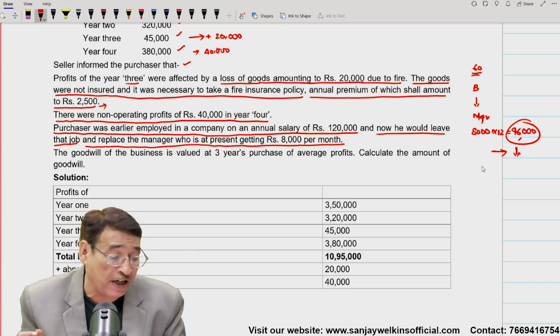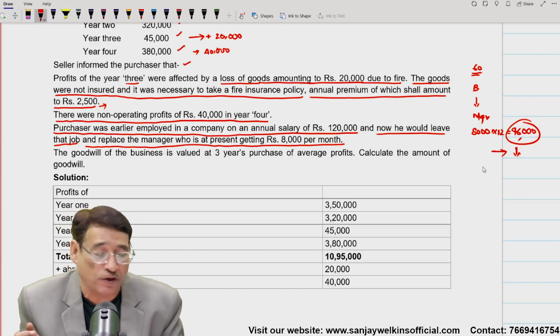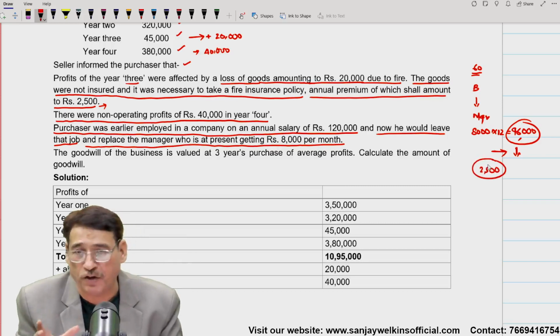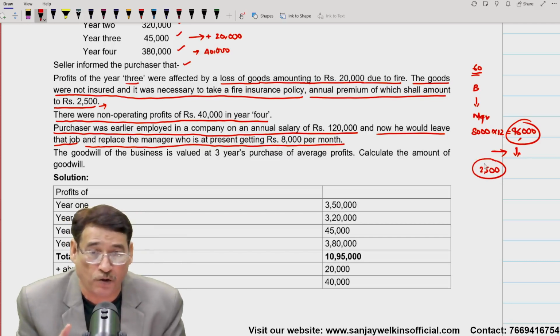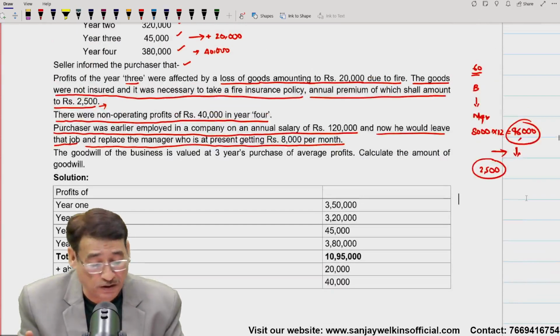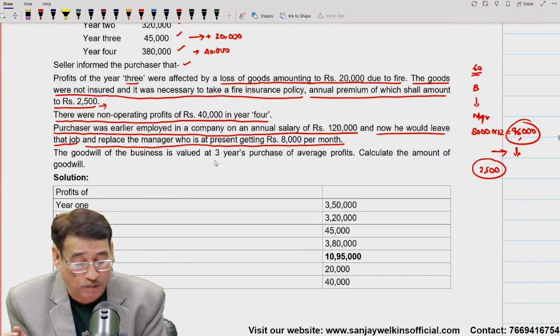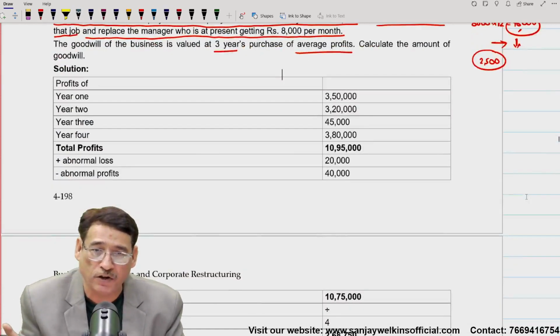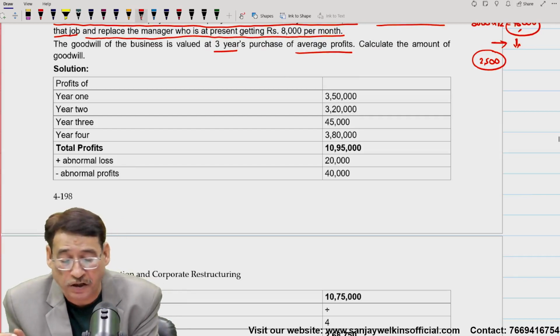And besides that, you must not forget that under the future adjustment, 2,500 for the insurance premium, which he will have to take to assure himself that the abnormal loss is not going to take place. Is it clear to you? So it will be considered as a loss. Further, the question states that we are supposed to compute the goodwill at 3 years' purchase of average profit. So we can find out the goodwill very easily. I've already narrated the entire question.